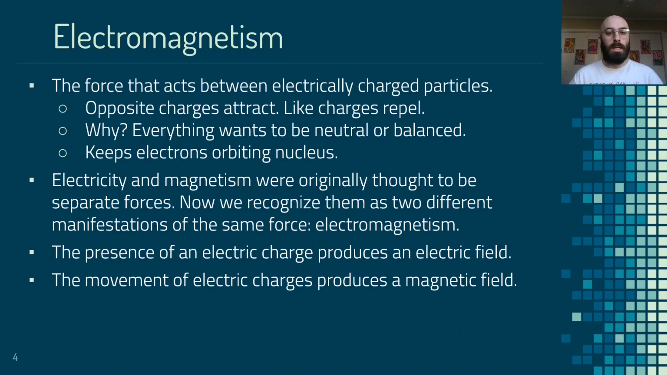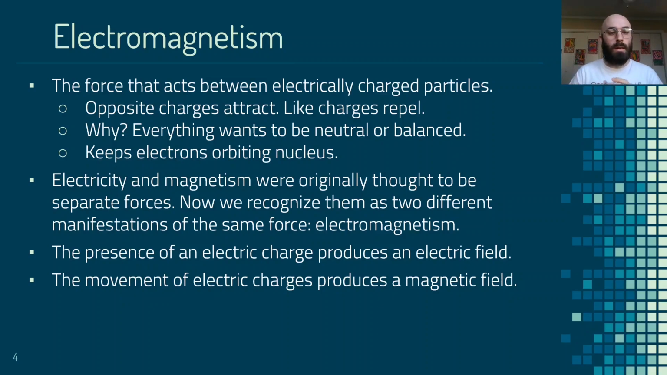The reason for that is everything in the universe wants to be at a neutral, balanced, or zero energy state. That's why things are falling, that's why the universe is expanding and cooling, because it wants to reach this zero energy state. Electromagnetism is responsible for a lot of things, but one of its core things is keeping the electrons orbiting the nucleus. I'm going to show you some examples here of how electricity and magnetism are essentially governed by the same force.